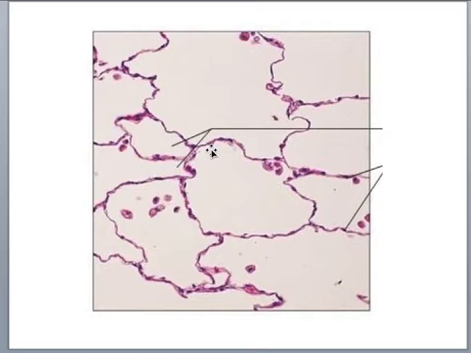You also have to be able to tell me locations and functions of these tissues. For a simple squamous epithelium, ideal locations, you find it in the lungs. You also find it in capillaries, which are the smallest blood vessels, where gas exchange and nutrient exchange happens between the blood and the tissues of our body. So why would we find simple squamous epithelium in the lungs and in the capillaries? Well, a single layer of flattened cells makes diffusion a lot faster.